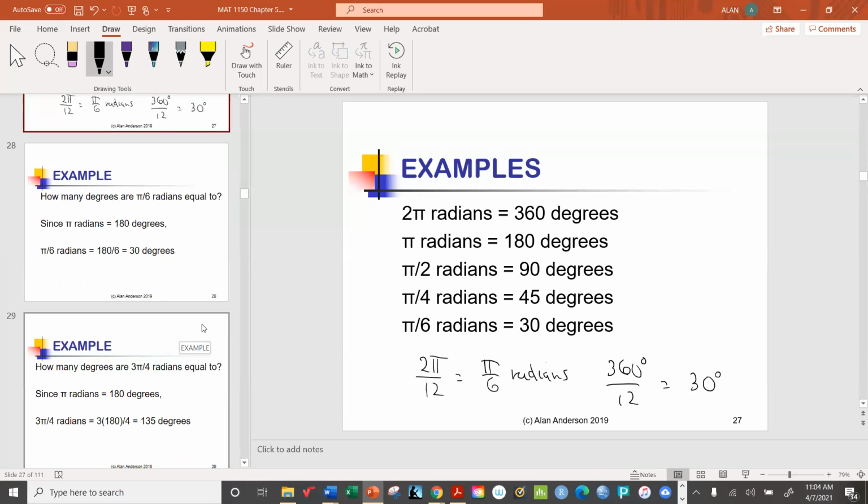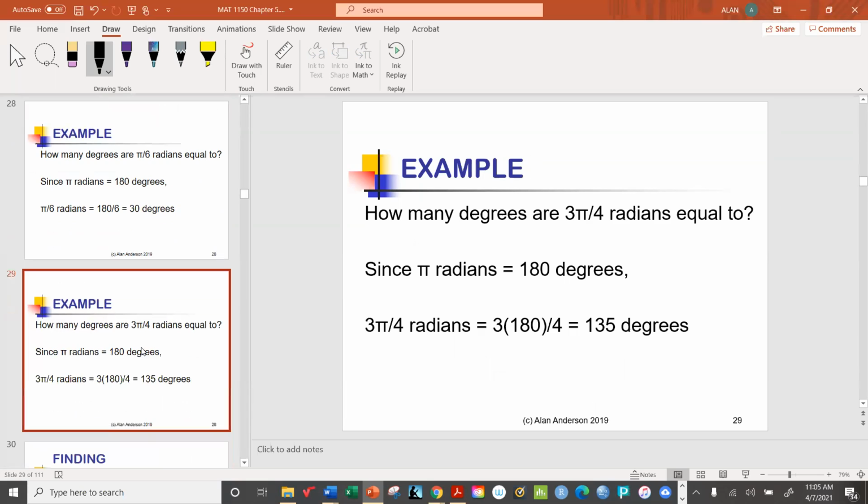All right. Then for some of the other ones, like 3 pi over 4 radians, would be easy to calculate. If you always use pi radians as 180 degrees as your starting point, you can find any conversion you want. So in other words, 3 pi over 4 radians would be 3 times 180 degrees over 4, or 135 degrees. They both mean the same thing, just like with Celsius and Fahrenheit. 0 degrees Celsius, 32 degrees Fahrenheit, they mean the same thing.